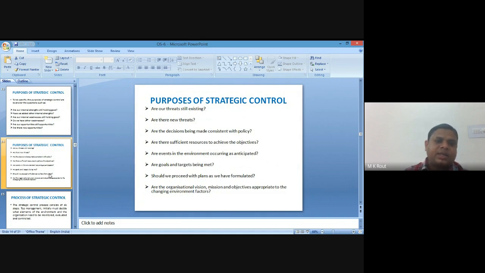The next is, are the decisions being made consistent with the policies, and are there sufficient resources to achieve the objectives? The next question is, are events in the environment occurring as anticipated? Are goals and targets being met? And should we proceed with the plan as we have formulated? The last question is, are the organizational vision, mission, and objectives appropriate to the changing environmental factors?